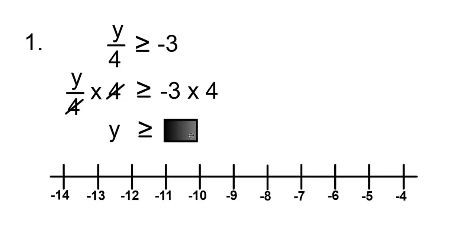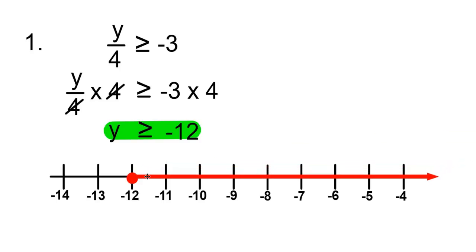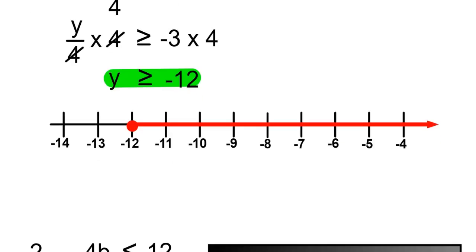And negative 3 times 4 is negative 12. So y is greater than or equal to negative 12. Plot the negative 12 on the graph. Use a solid circle as y can be equal to negative 12. Also put a line to the right as y can also be greater than negative 12.